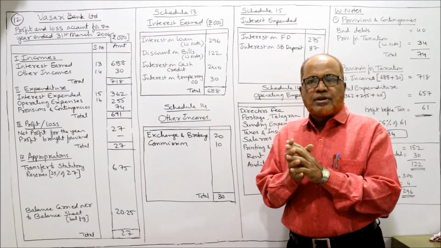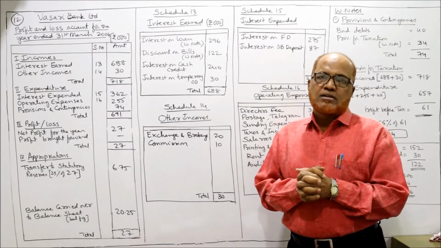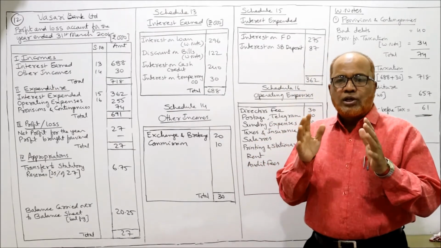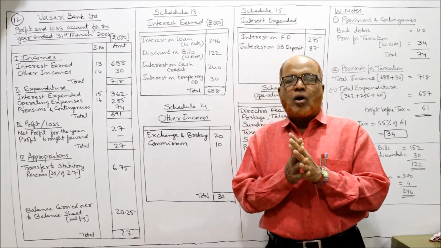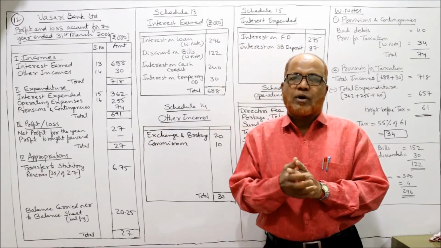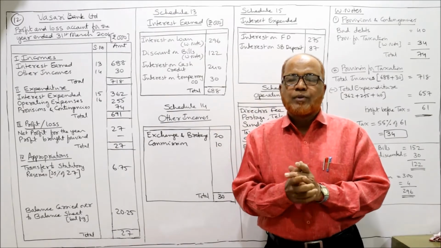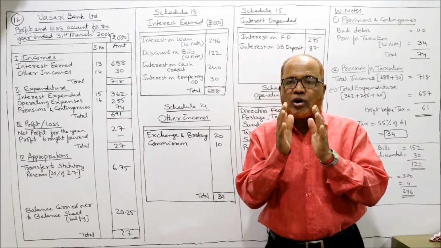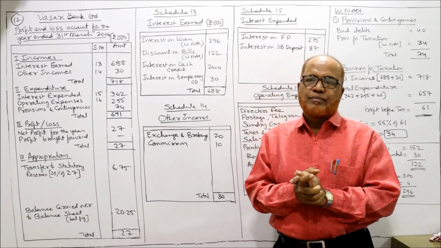So I hope you are getting a good command on the preparation of the profit and loss account of banks. I told you in the previous videos also, almost 90% of the points in every problem are the same. Only one or two new points will be included. You should focus and concentrate on those new points. That's all.